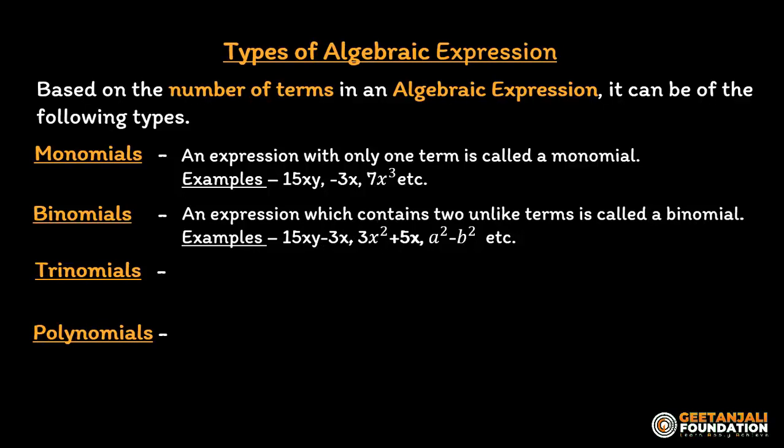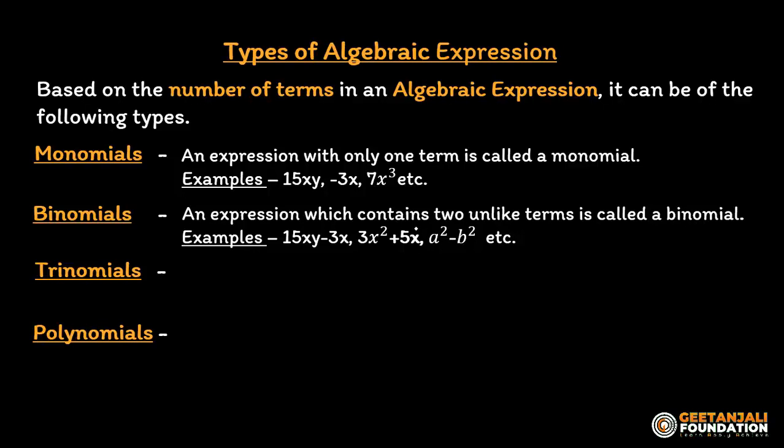Similarly here it is 3x square plus 5x. So this plus sign is there. So this is your first term and this is your second term. So there are two terms. So this is also called a binomial. Here also a square minus b square. This is one negative sign. Before this is the first term and this is the second term. So this also consists of two terms. So it will be called a binomial.